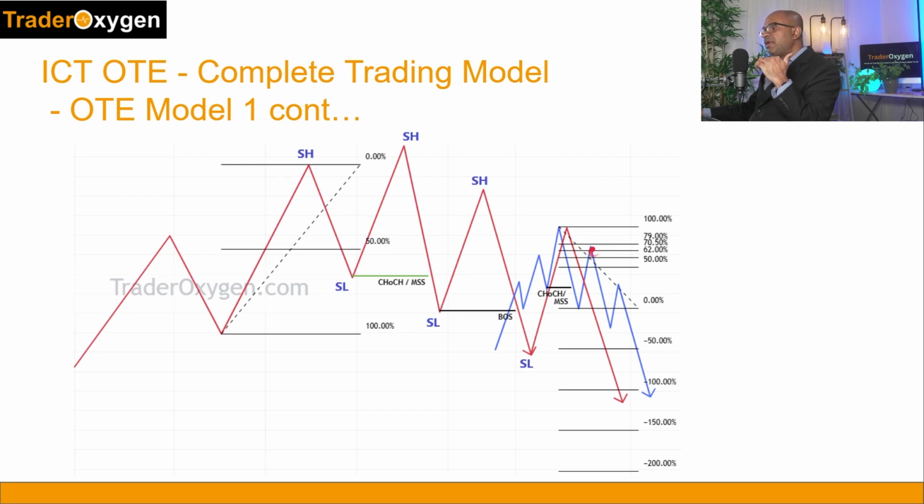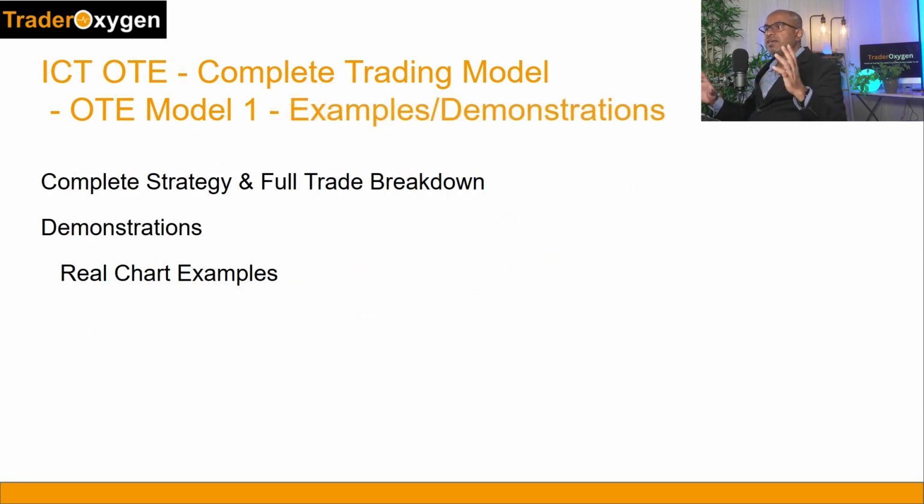And then you place a sell limit order in the lower time frame optimal trade zone, and your stop loss will be above this swing high somewhere here, and you can target your first take profit just above this swing low over here. So those are the different variations of OTE model 1. So what we will do now is go and look into real chart examples with demonstrations, where you can see this complete strategy and full breakdown being applied to real charts.